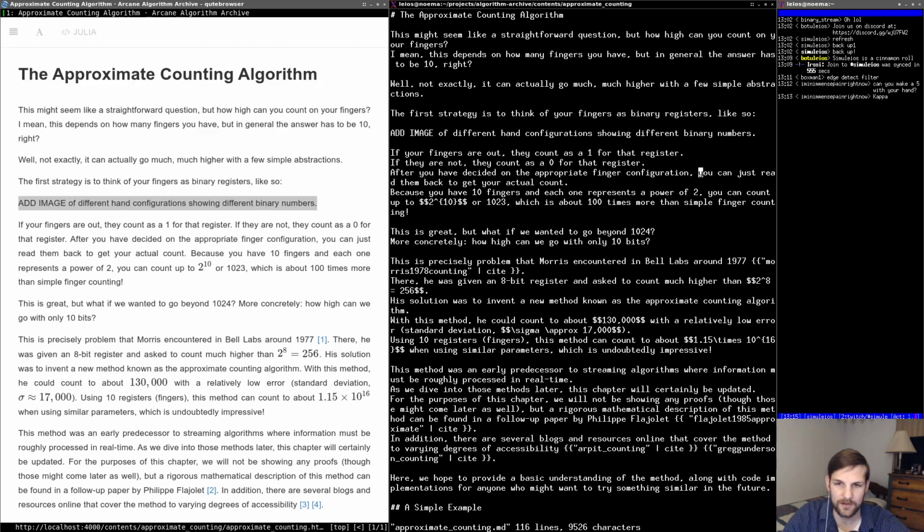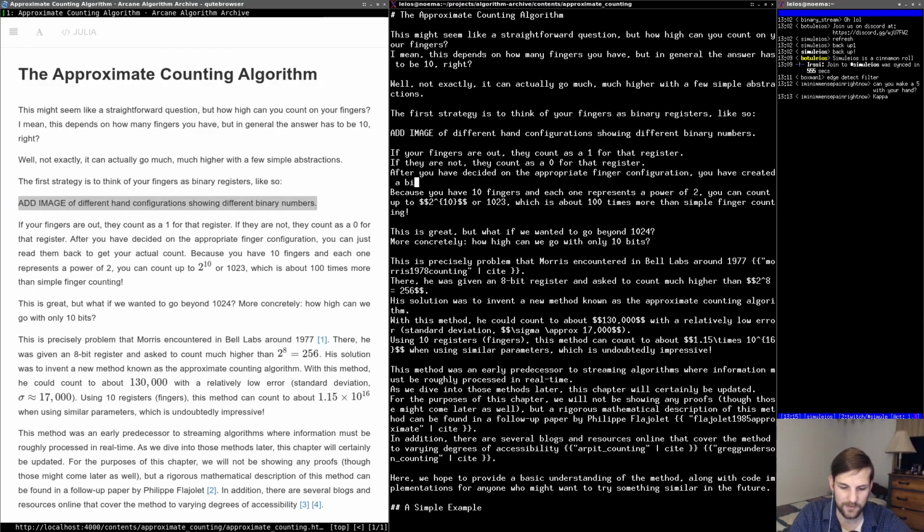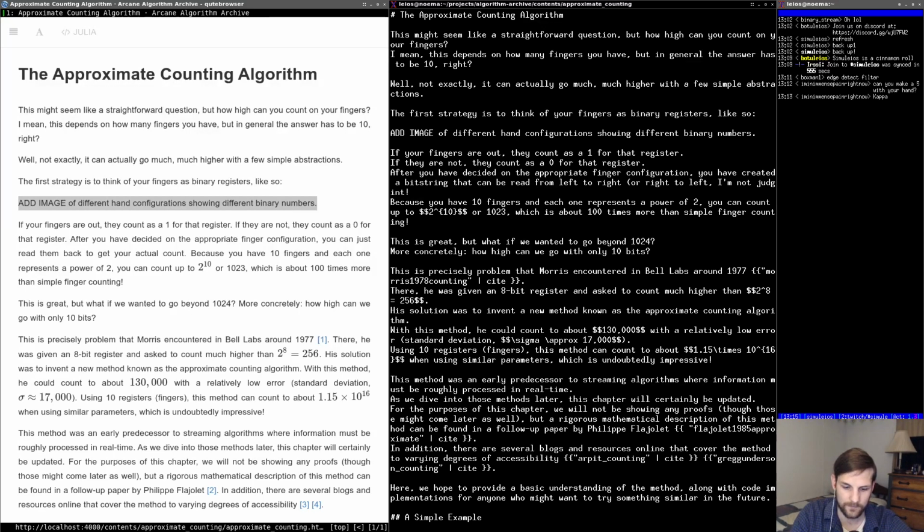After you've decided on the appropriate finger configuration, you have created a bit string that can be read from left to right, or right to left. I'm not judging. Oh my gosh, I can't today.